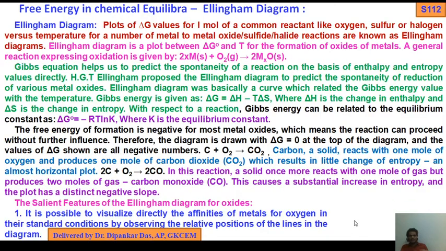Next, move on to another important topic in the metallurgy portion, the Ellingham diagram. It is given under chapter 3, energy in chemical equilibrium. So the Ellingham diagram is also very important. It is applicable in metallurgy to find out the oxidation state and at which temperature the oxides are stable. What is the Ellingham diagram?